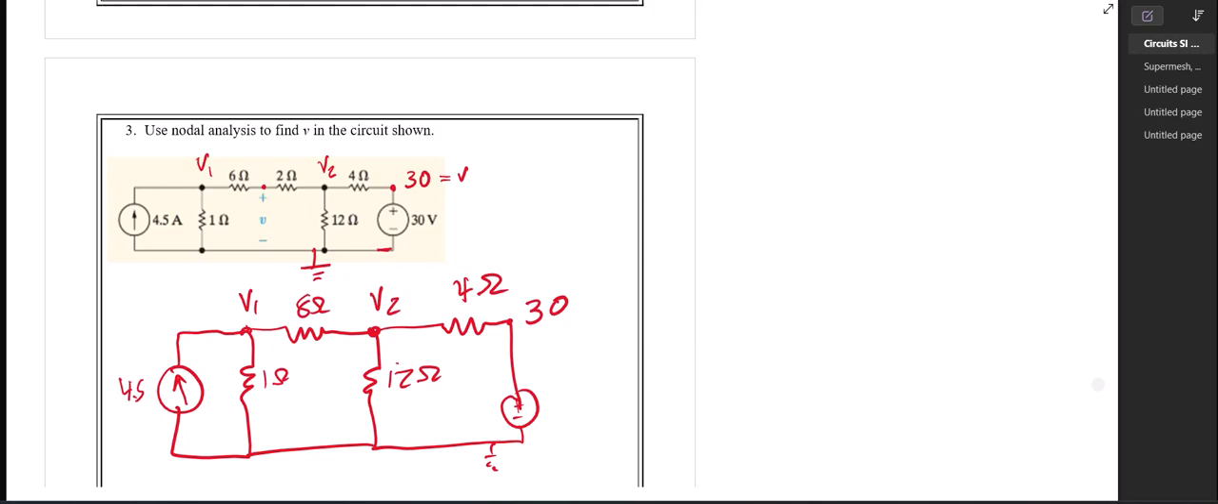So this is KCL. Mesh was KVL, and nodal analysis is KCL. And the way I recommend doing it is to sum up all currents leaving the node and set equal to 0.